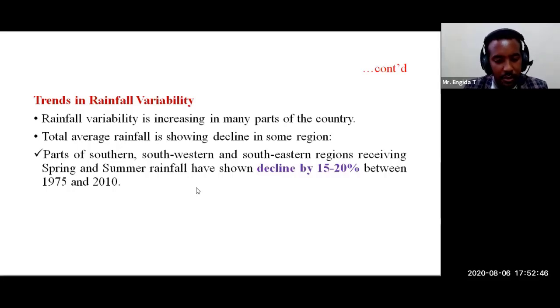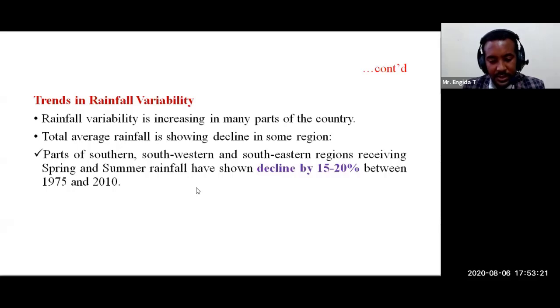Some parts of Ethiopia, like the southern, southwestern, and southeastern regions, have shown a decline in spring and summer rainfall by nearly 20%. You can imagine within these specific years. You can imagine the change, which is very high. 20% plus or minus is a very big change.